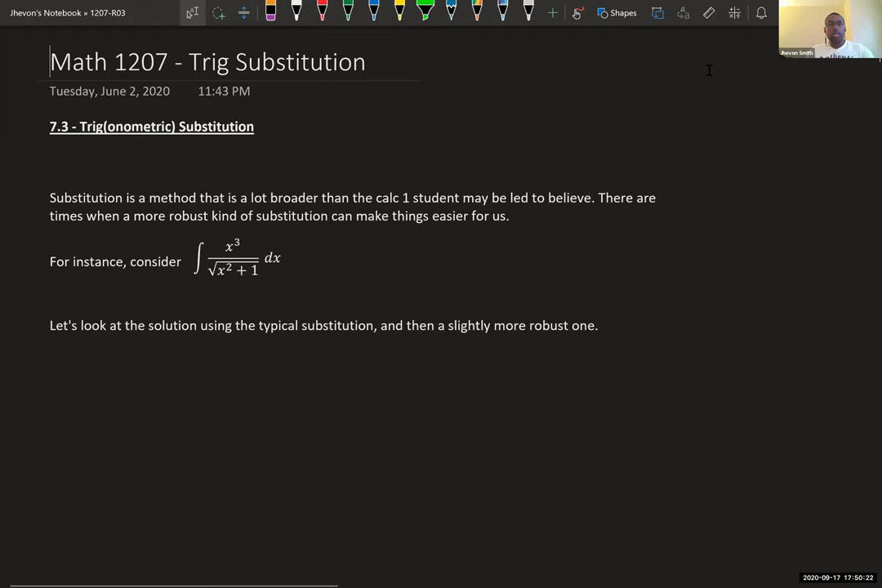All right, so how I introduced this topic is actually something that we've seen before in this class, where I mentioned to you guys that we can make our substitutions a little bit more robust than we're used to. So just to motivate this new topic, 7.3 trig substitution, let's look at this example, the integral of x cubed divided by the square root of x squared plus 1 dx. Let's say we wanted to do that.